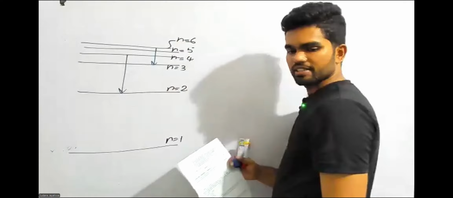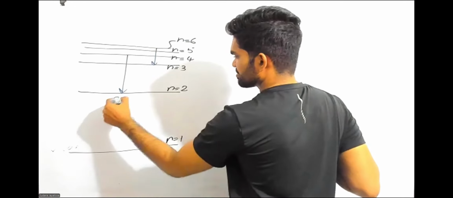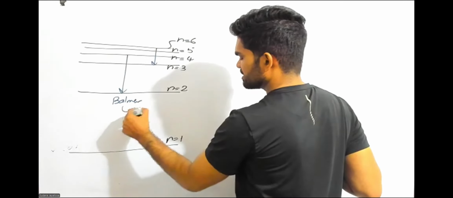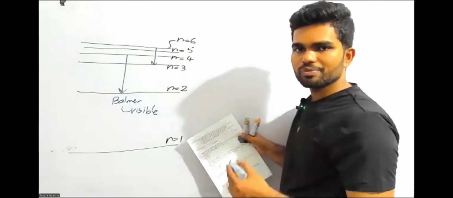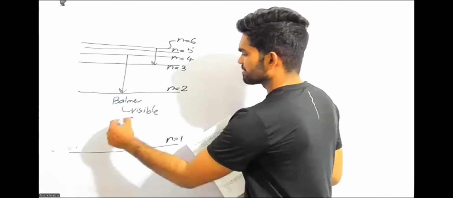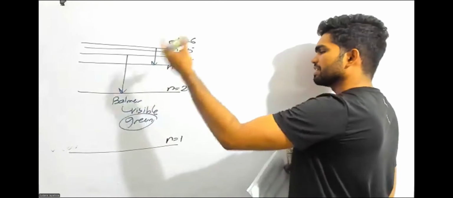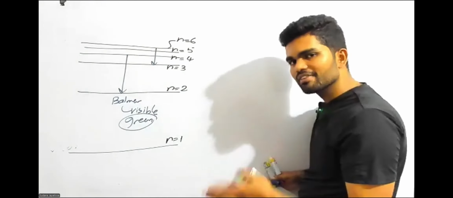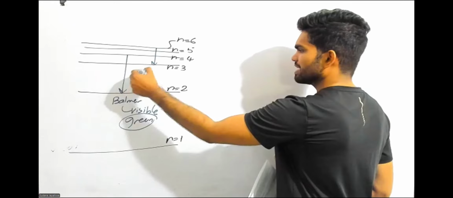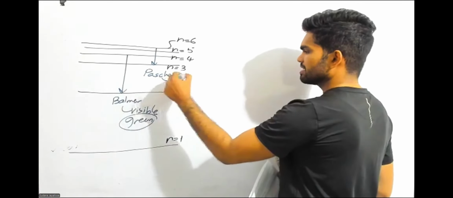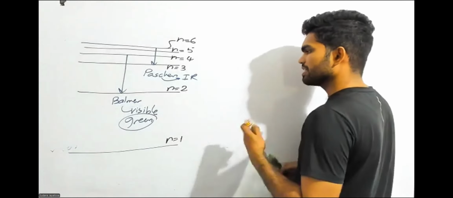The 4 to 2 transition is in the Balmer series, which is in the visible region. Actually, what is the color for the 4 to 2 transition? If it is from 3 to 2, red. 4 to 2, green. But transitions that end at the third energy level belong to the Paschen series, which is in the infrared region. So it has low energy. So think from there.